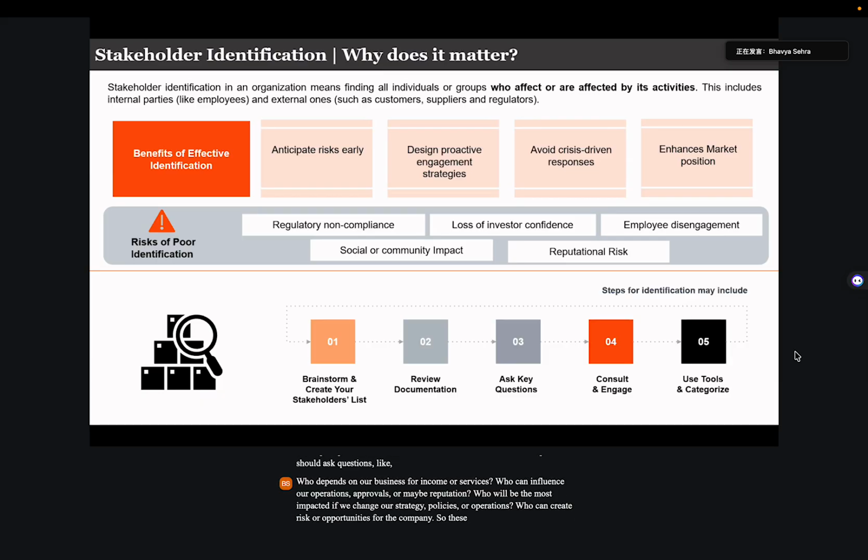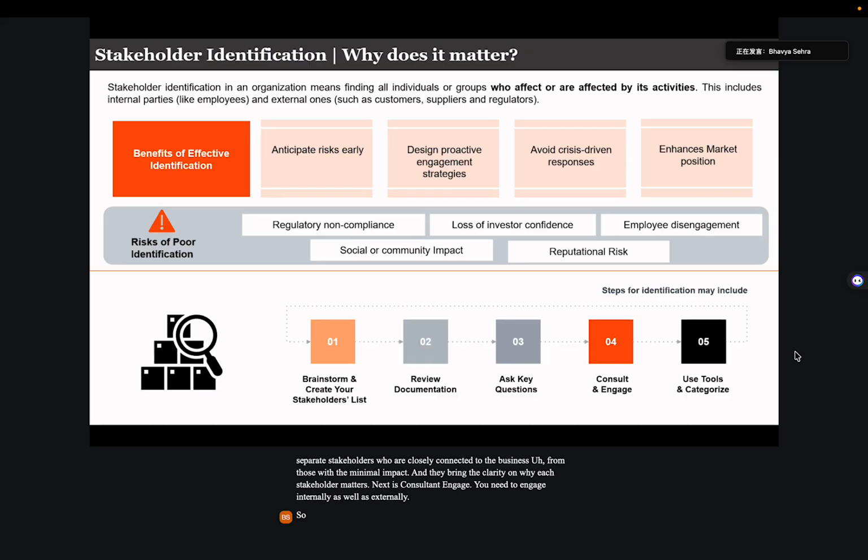So these types of questions help separate stakeholders who are closely connected to the business from those with minimal impact, and they bring clarity on why each stakeholder matters. Next is consult and engage. You need to engage internally as well as externally.